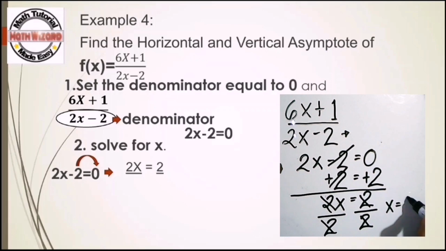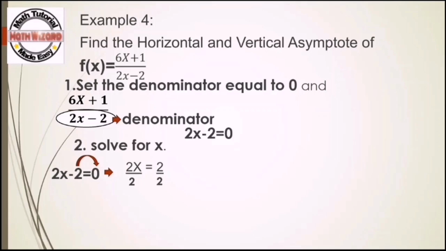Now, whatever you did on the left side will be done on the right side. Okay? So, kung dinivide mo siya ng 2 sa left side, magdi-divide ka rin ng 2 sa right side. And then 2 divided by 2 is cancelled out. Matitira na lang is x is equal to 2 divided by 2, which is equal to 1. Therefore, the answer is x is equal to 1.